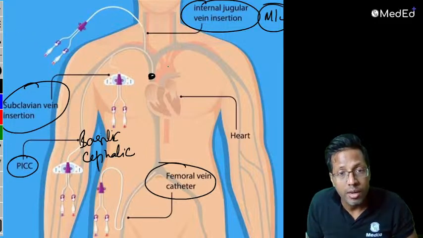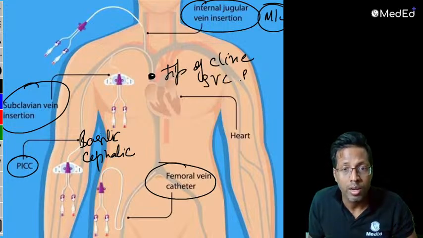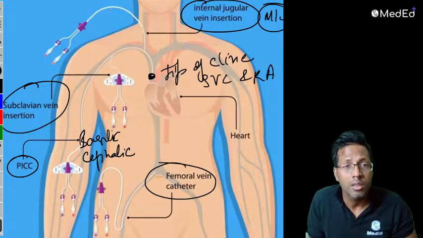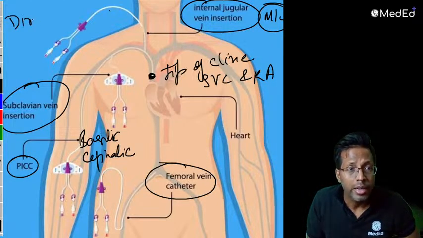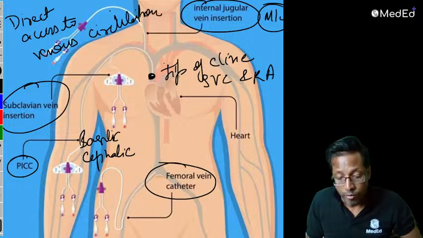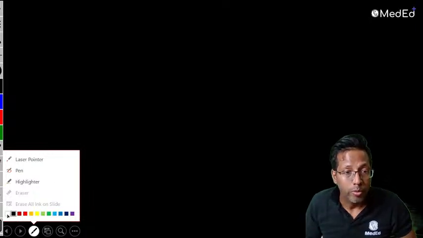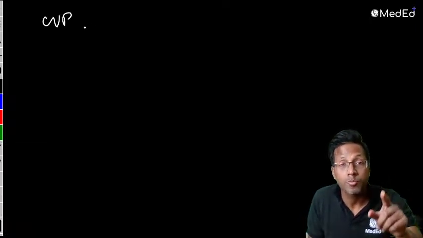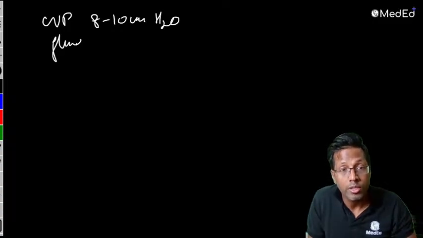And the tip of the central line lies over here. Tip of the central line lies at the junction of superior vena cava and the right atrium. Remember, this becomes your access to the venous circulation. It is a direct access to venous circulation, right? So when you speak of a central line, it is a direct access to the venous circulation, from where you can know a lot of things, right? So from the direct venous access, you can know the CVP, central venous pressure. How much is it? 8 to 10 centimeter of water, CVP. This tells you the fluid status.